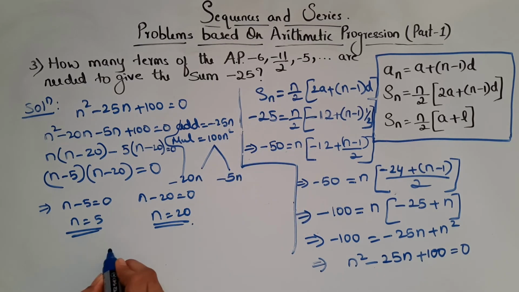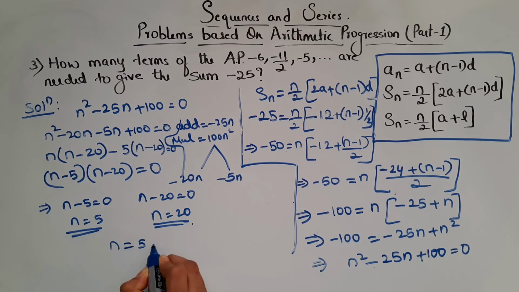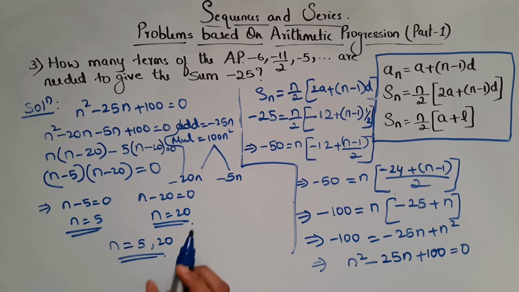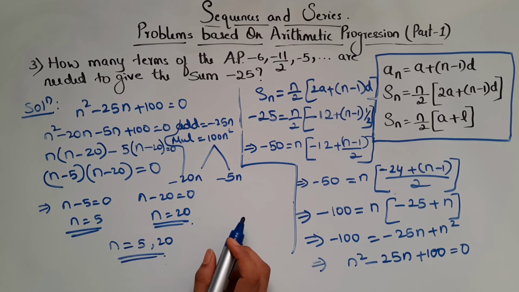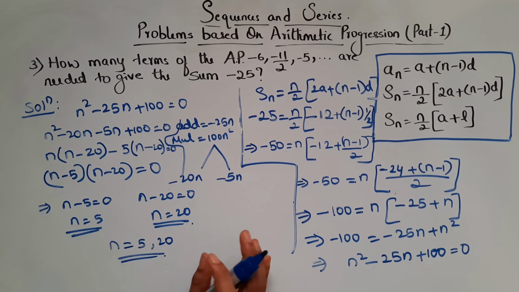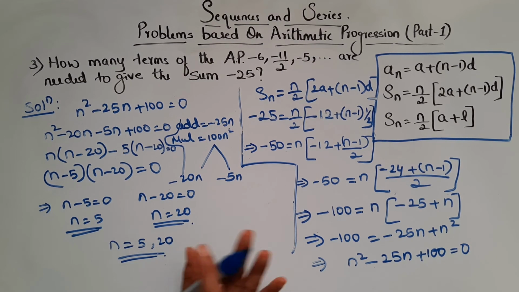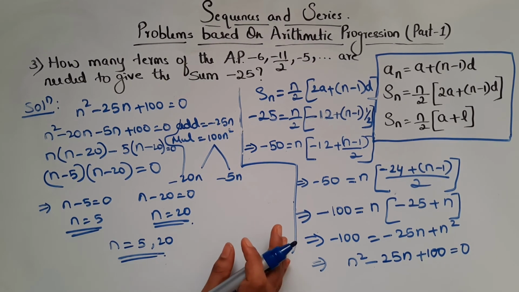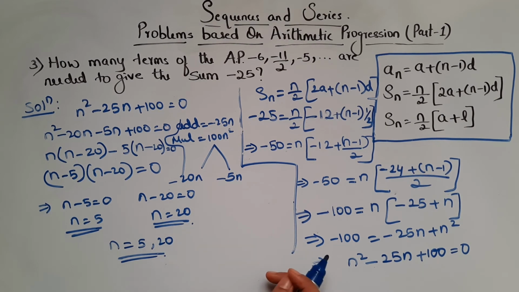So your n is 5 and 20. If in case you get n equal to a negative number, n is the number of terms. So the number of terms cannot be negative. So you will take only positive numbers, right? If n is negative, you will not take the negative value, you will keep only the positive values. So I hope this is clear. So let's move on to the next problem, but before that, pause the video and note this down.